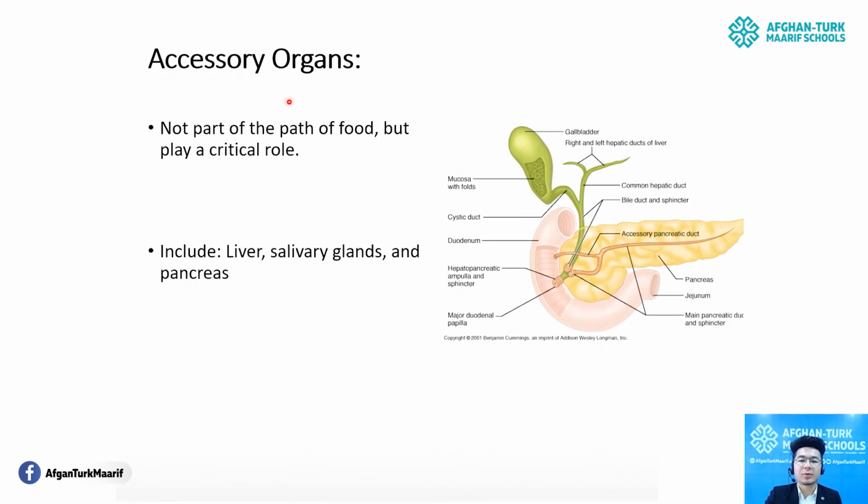This was all about the digestion organs, but digestion will never be completed unless some organs help our digestive system in order to digest better, which are called accessory organs. They are not on the part or on the way of the food, but they play a very important role in digesting the food. They are liver, salivary glands, and pancreas.